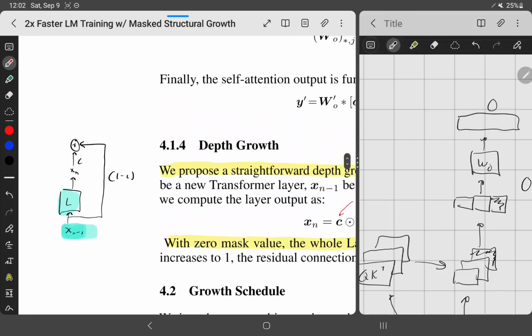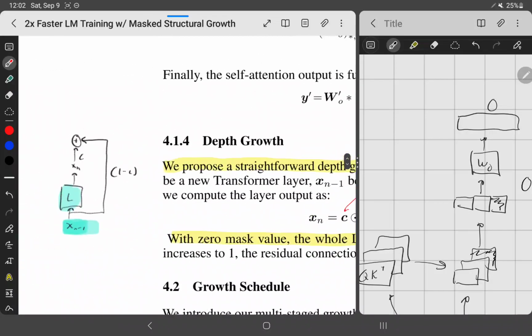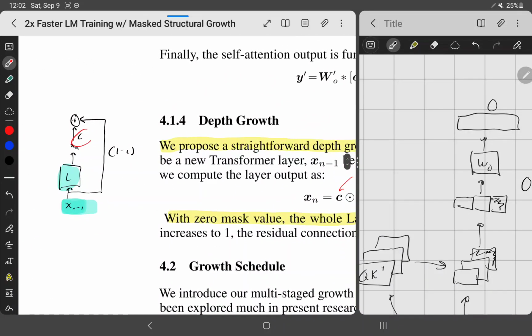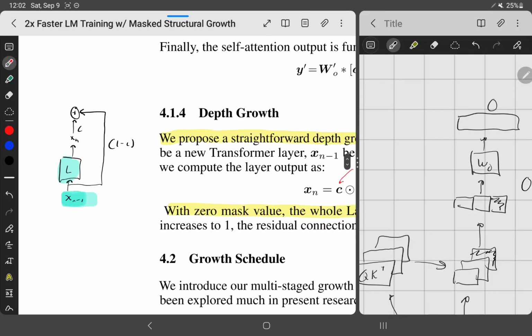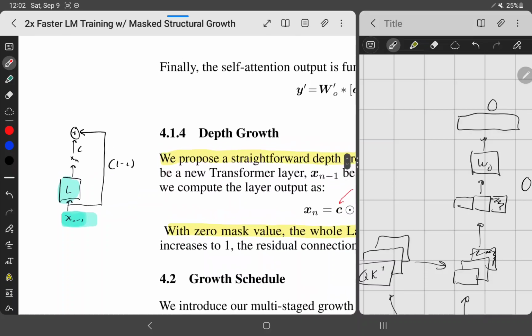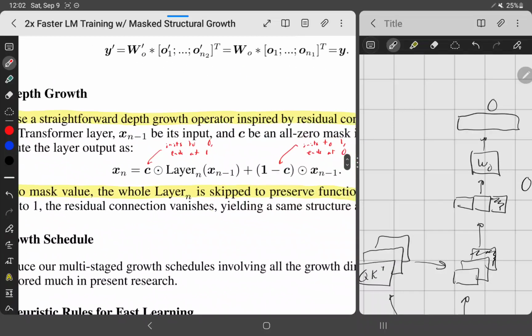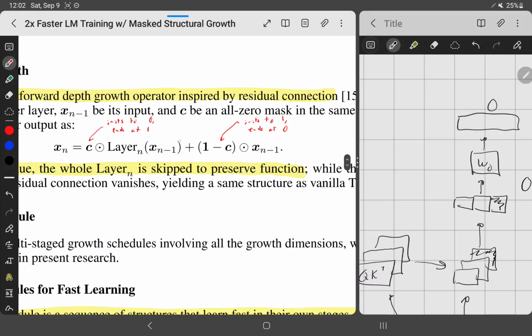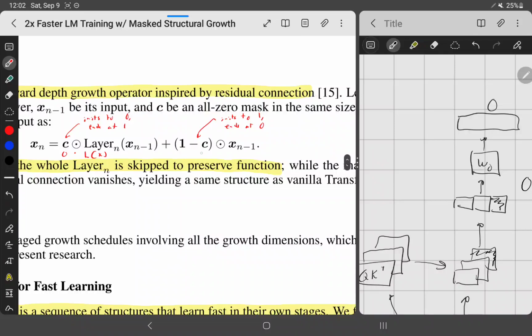Oh, really? We multiply it by a mask? I've seen that before. Yeah, so we multiply it by a mask, and we multiply the input by the opposite of the mask. So we start off with c equal to 0, and then the output of the layer will be 0 times the output of the layer, and then it would be 1 times the input of the layer.